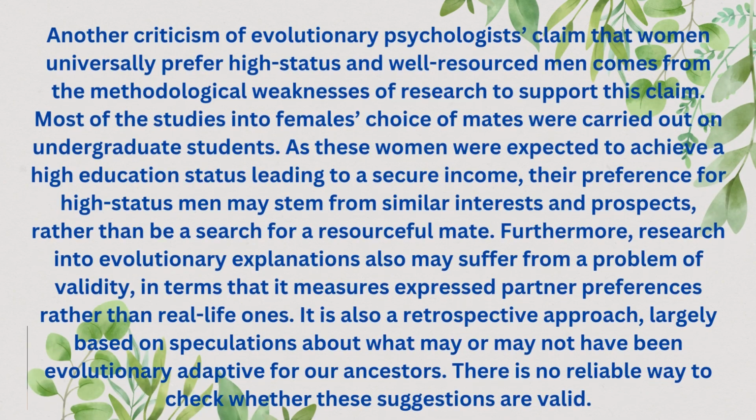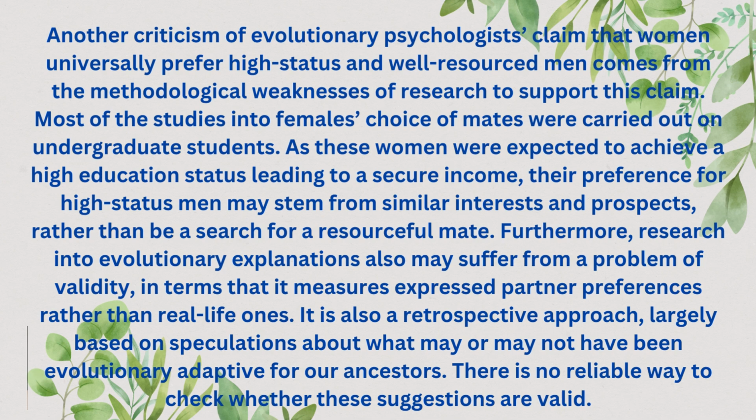Another criticism of evolutionary psychologists' claim that women universally prefer high status and well-resourced men comes from the methodological weaknesses of research to support this claim. Most of the studies into females' choices of mates were carried out on undergraduate students, as these women were expected to achieve a high education status leading to a secure income. Their preference for high-status men may stem from similar interests and prospects rather than be a search for a resourceful mate. Furthermore, research into evolutionary explanations may also suffer from a problem of validity, in that it measures expressed partner preferences rather than real-life ones.